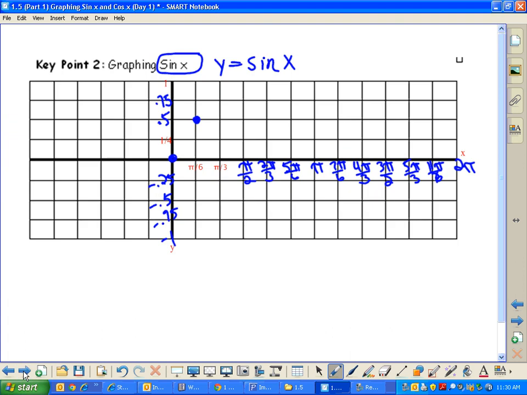But uh-oh, pi over 4 isn't on here. Does anybody know where it goes? Think about the circle and where pi over 4 is. What's it in between? Do you know, Richard? Which means it's between what two x values here?